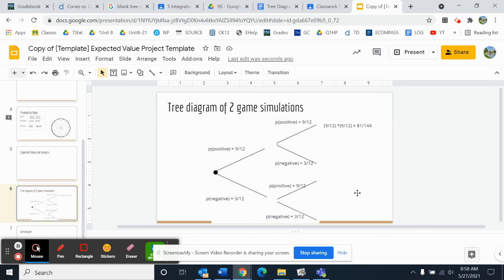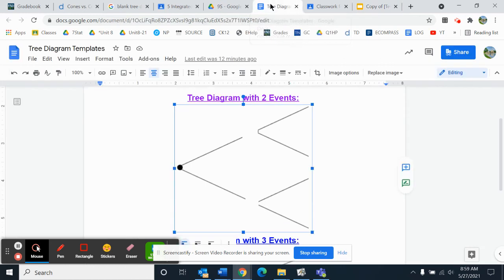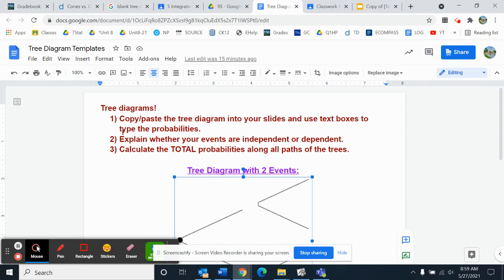So make sure today, when you're creating your tree diagrams, you can copy paste the tree diagram into your slides and use text boxes to type the probabilities. Explain whether your events are independent or dependent, and then calculate the total probabilities along the paths of the trees.